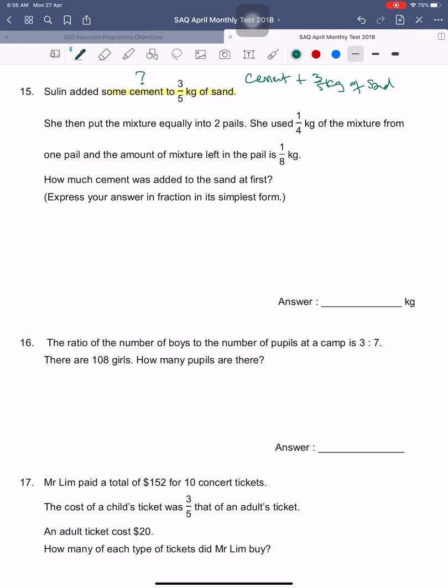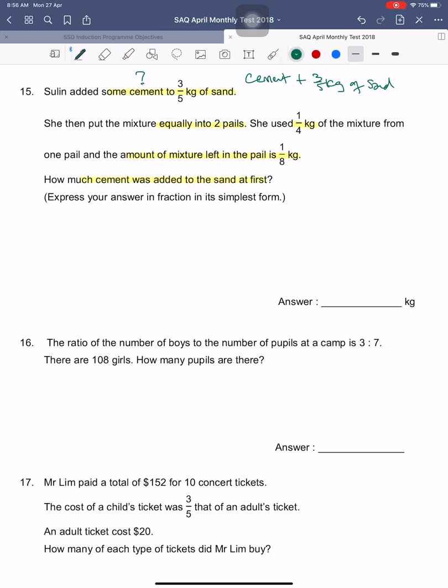After she mixed these two, she put them equally into 2 pails. From one of the pails, she used 1/4 kg, and the amount of mixture left is actually 1/8. So how much cement was added to the sand at first?